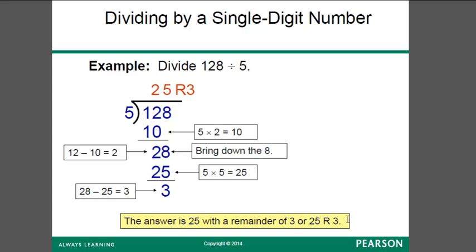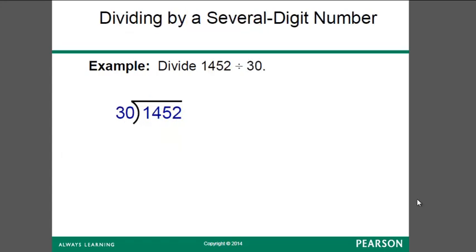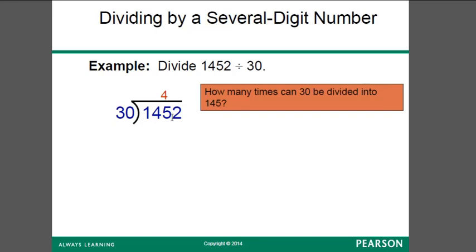Let's try another one but this time with double digits. Divide 1,452 divided by 30. Okay. Can 30 go into 1? No. 30 can't go into 1. Can 30 go into 14? No. 30 can't go into 14. So, how many times does 30 go into 145? It'll go 4 times.